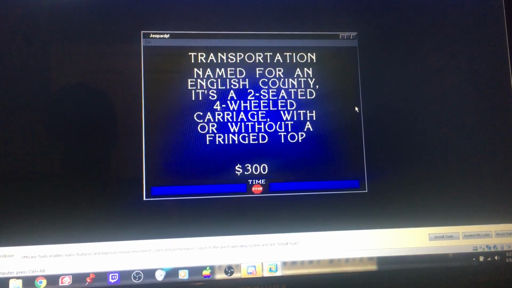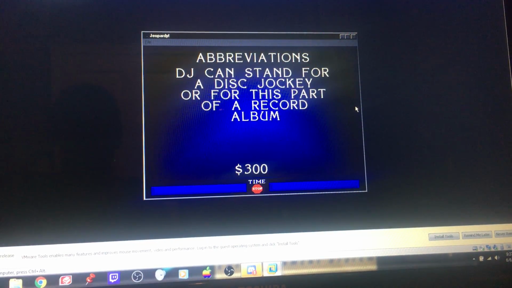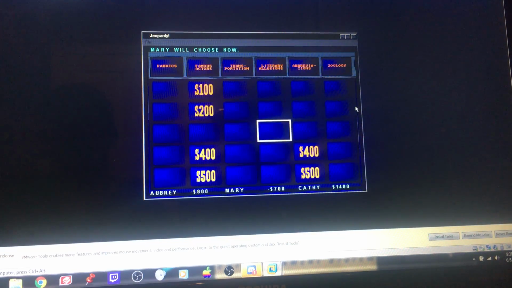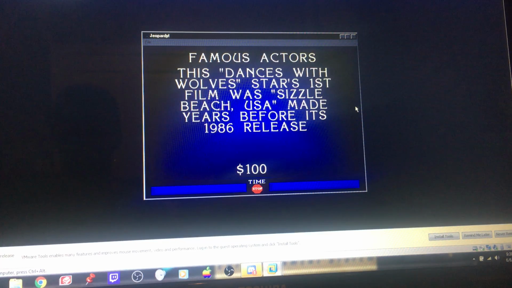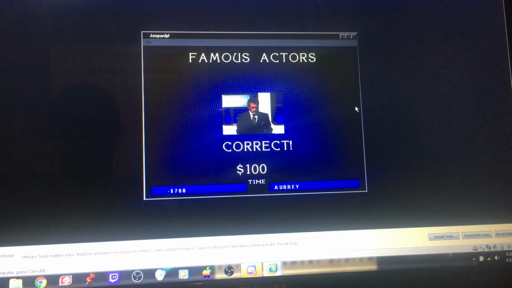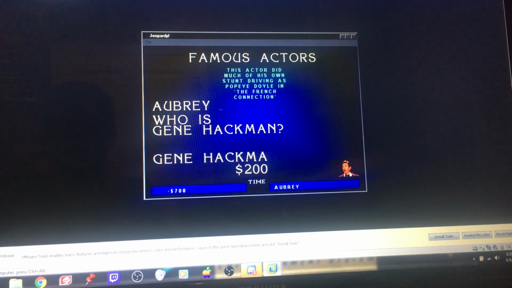Name for an English county, it's a two-seated four-wheeled carriage with or without a fringed top. A Surrey. Right. DJ can stand for a disc jockey or for this part of a record album. A dust jacket. You got it. This actor's first film was Sizzle Beach, USA, made years before its 1986 release. Who is Kevin Costner? You got it. This actor did much of his own stunt driving as Popeye Doyle in The French Connection. Who is Gene Hackman? That's a correct response.